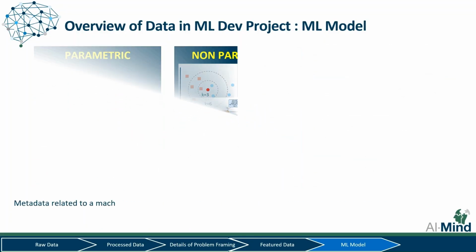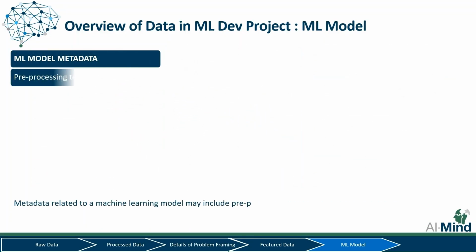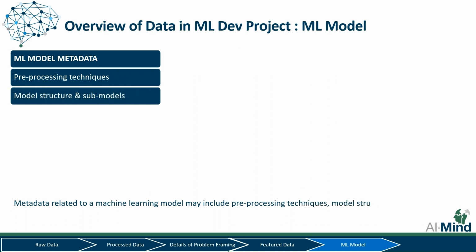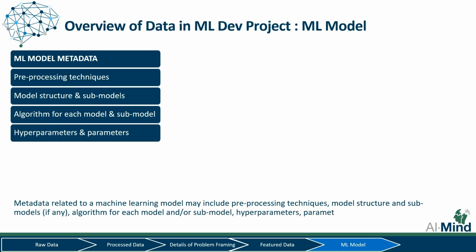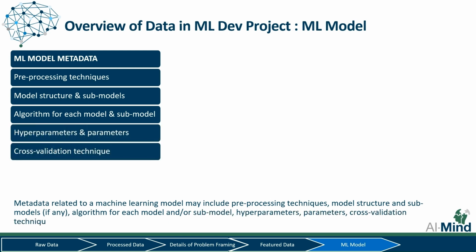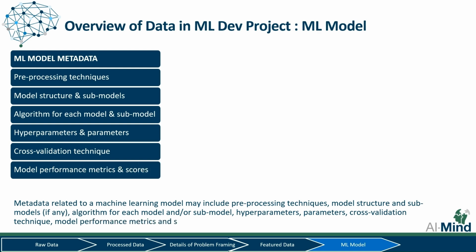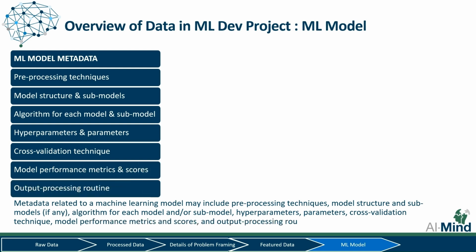Metadata related to a machine learning model may include pre-processing techniques, model structure and submodels, if any, algorithm for each model and/or submodel, hyperparameters, parameters, cross-validation technique, model performance metrics and scores, and output processing routine.